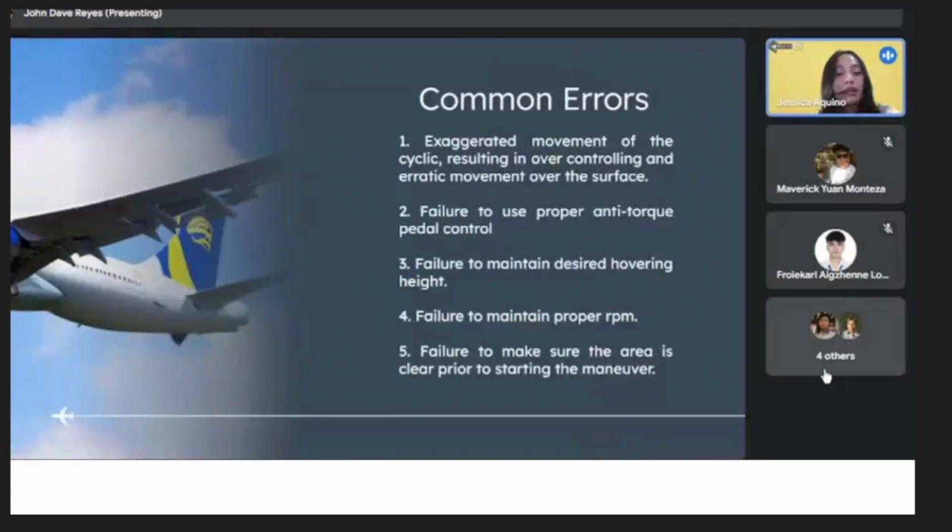For the common errors on sideward hovering flight, first is exaggerated movement of the cyclic, but this time, this exaggerated movement of the cyclic results in over-controlling and erratic movement over the surface. The second one is failure to use proper anti-torque pedal control, again resulting in excessive heading change. The third one is failure to maintain desired hovering height. The fourth one is failure to maintain proper RPM. And the last one is failure to make sure the area is clear prior to starting the maneuver.